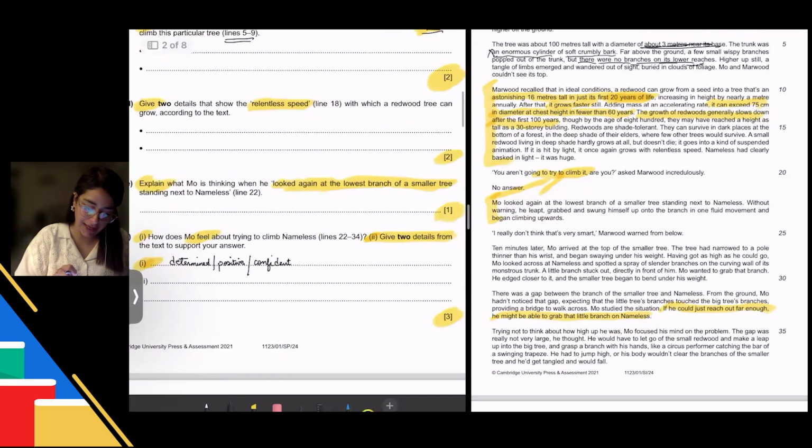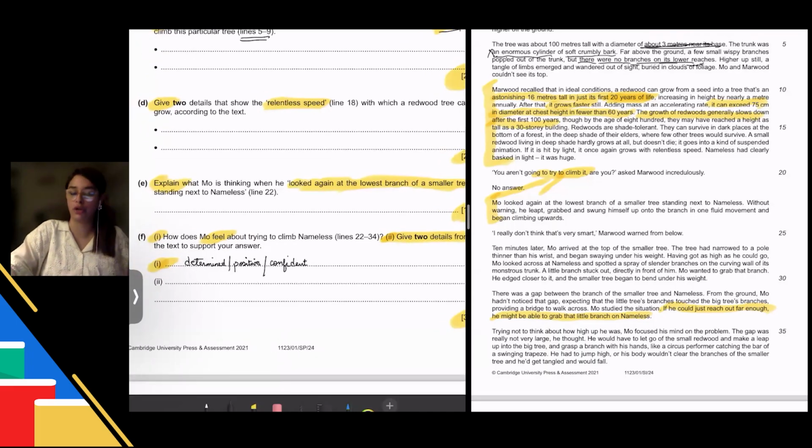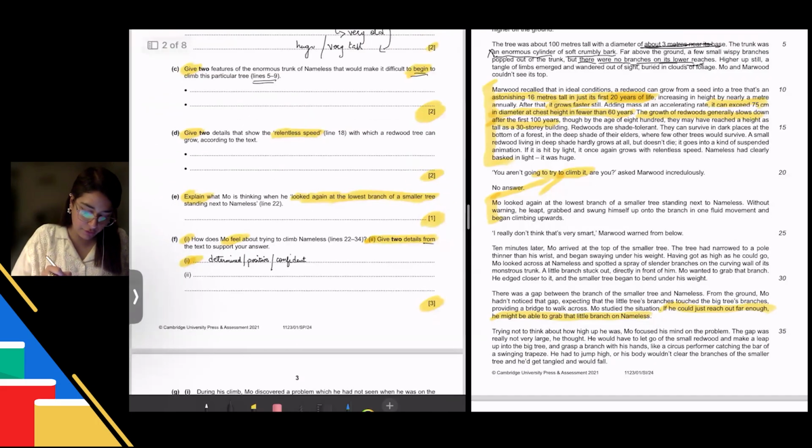The next part of the question says, give 2 details from the text to support your answer. So anything from the text that tells me that he is very confident about this, or very optimistic or determined that he is going to make it through. This says to support your answer, but it has to be from the text. Since it doesn't give me any line numbers whatsoever, this can be from anywhere in the text. So keep in mind that if the question highlights a specific section of the text, then that's where the evidence should be from. However, if it just says from the text, you can pick anything from the entire passage.